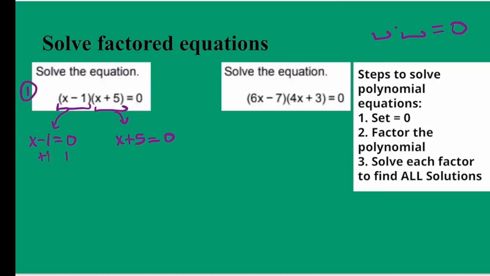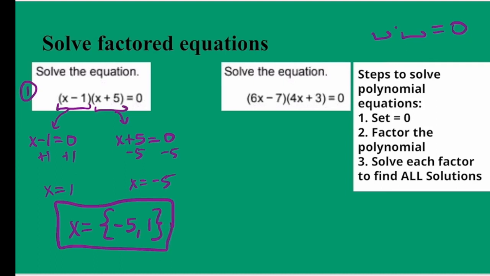So we would add 1 and then we would subtract 5. So what you end up with in this case are two different x values. So your solution, when you're making a list, we use this bracket. Your solution would be -5 and +1. There are two x values that can solve this equation. And if you look at the equation, there are two x values in there.